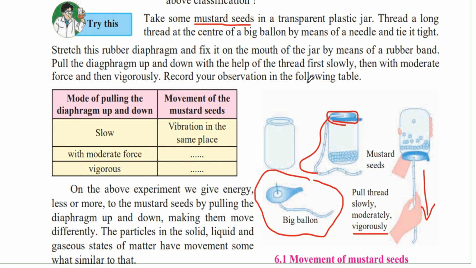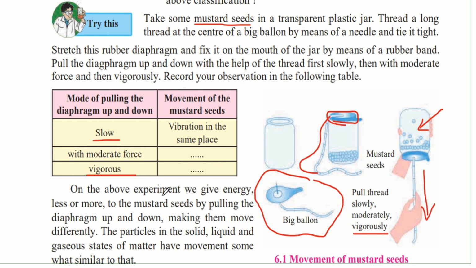Record your observation in the following table. So you have to see what happens to the mustard seeds when you are pulling on the string. First, when you pull it slowly, you will observe that the vibration occurs in the same place. That is, the mustard seeds will move up and down in the same position. Then with moderate force, you will see that they move with more speed and more velocity and more distance up and down. And when you pull the string very vigorously, you will observe that all the mustard seeds move in a lot of random directions.